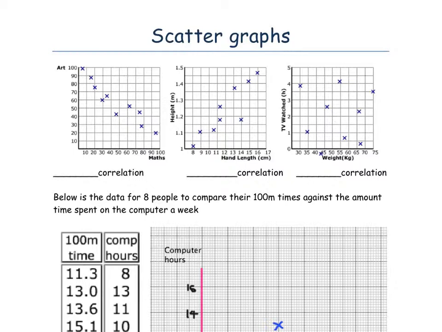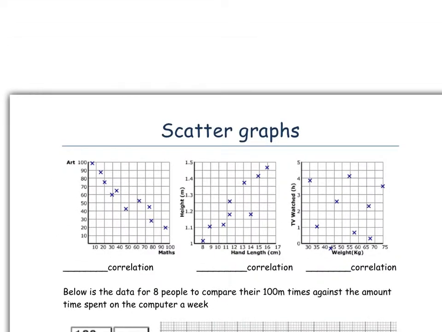Now, there is a word that will appear when we're looking at scattergraphs, which is to do with the link and how strong the link is between two variables. There are three types of correlation: negative correlation, positive correlation, and no correlation. We've got the three examples here. The first one, looking at the art and maths scores, shows a negative correlation. This means that as one score goes up, the other score goes down.